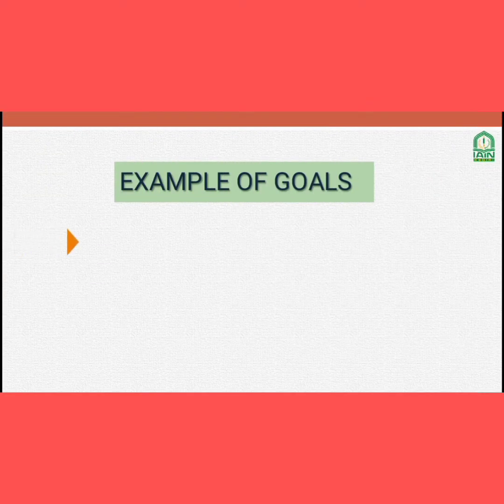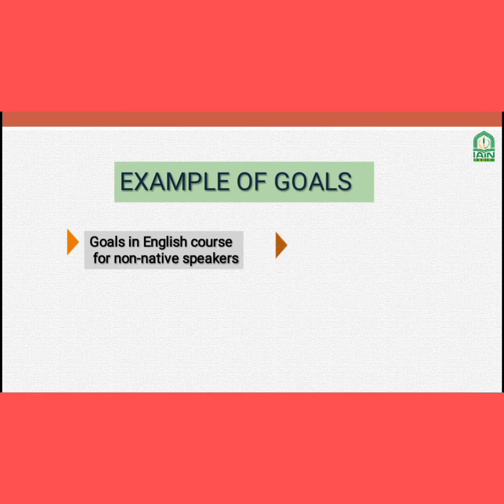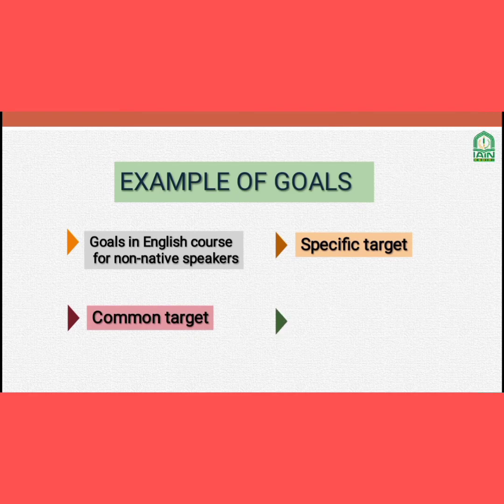And the next is an example of goals. The example of goals used here is goals in an English course for non-native speakers. As with learning any other lesson, learning English is not an instant process. It takes a while to master this language because it isn't the student's mother language. English also has more than 1 million vocabulary words and 16 tenses. Therefore, it is necessary to set goals. By setting a goal, it could help keep the student focused, motivated, and concentrated in learning.